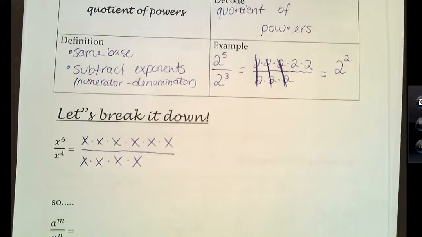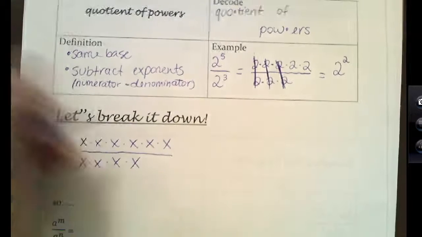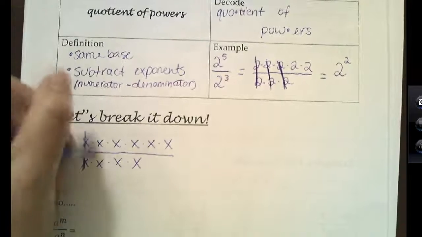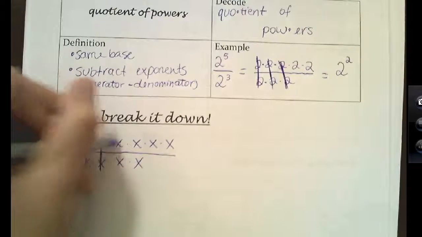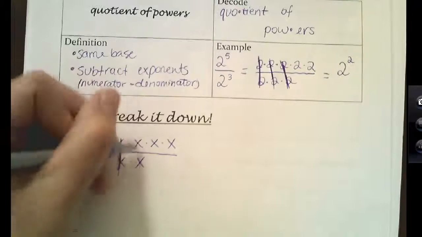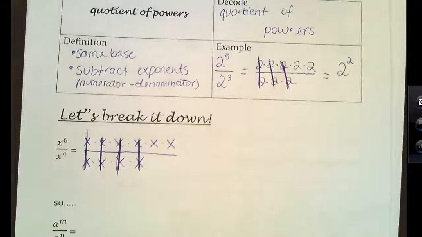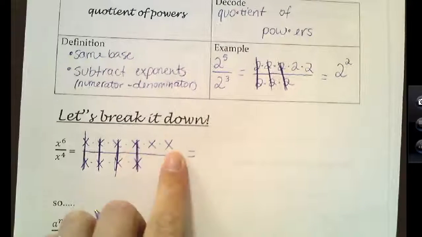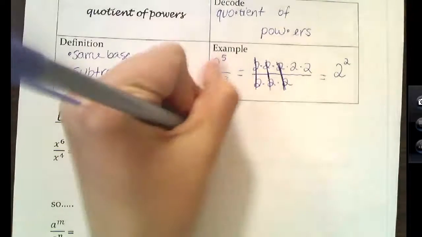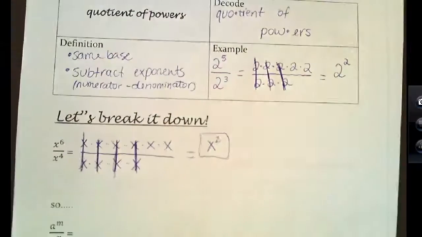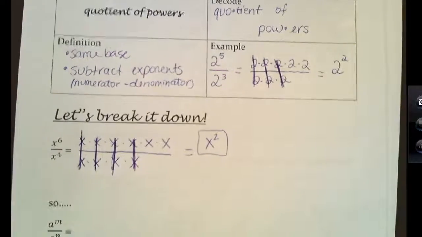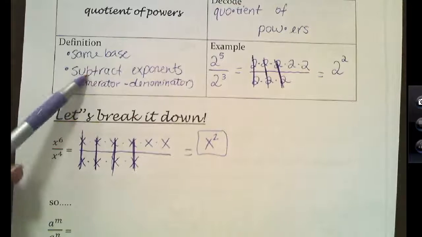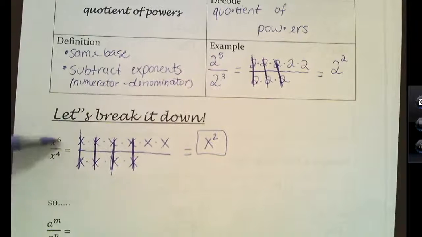And then let's go ahead and cancel. So cancel anything that's in both places. There are 2 left over. Very good. So how can we write those 2 x's? X squared. Yep, x to the 2nd power. And if you were to use that shortcut that we talked about, you have to subtract the numerator minus denominator. 6 minus 4 gives me 2.